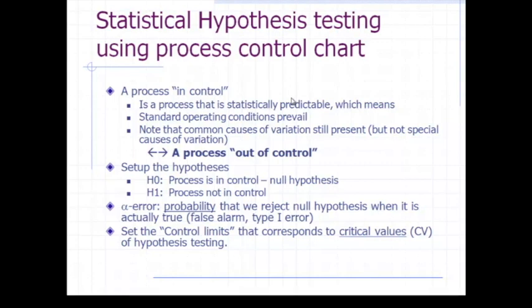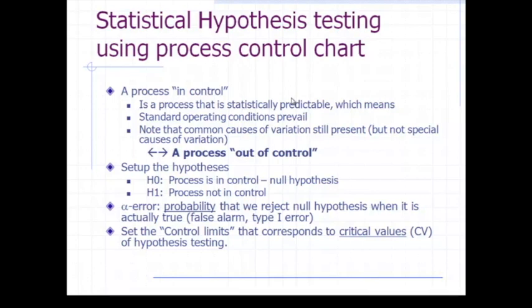When we test the hypothesis, you may remember the alpha error. By adjusting this alpha error, the control limits or critical values will be different. And by definition, the alpha error is the probability that we reject the null hypothesis when it is actually true. That is also called type 1 error or false alarm. So in this context, what this alpha error means is, suppose you get some samples in the process, and then you test the hypothesis.